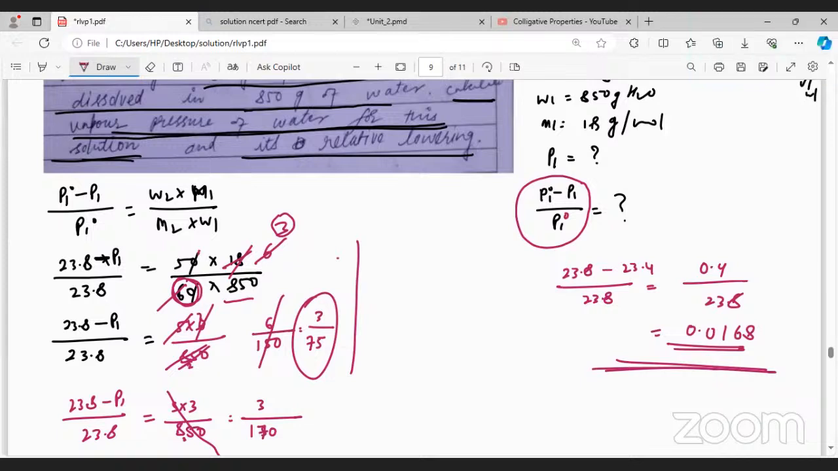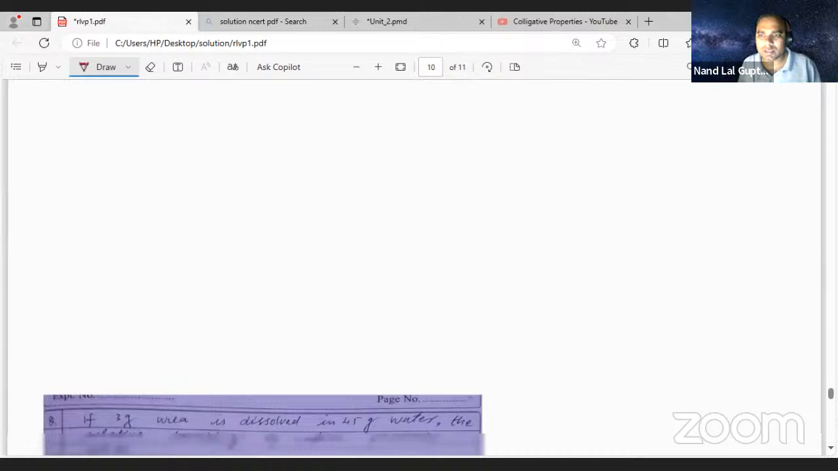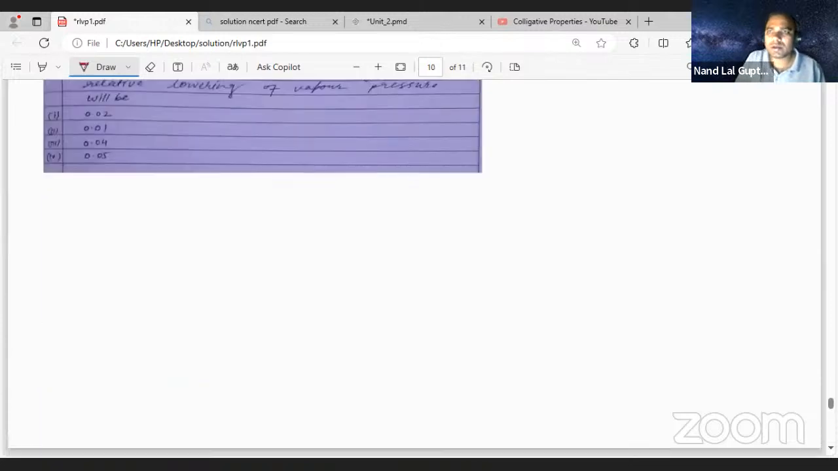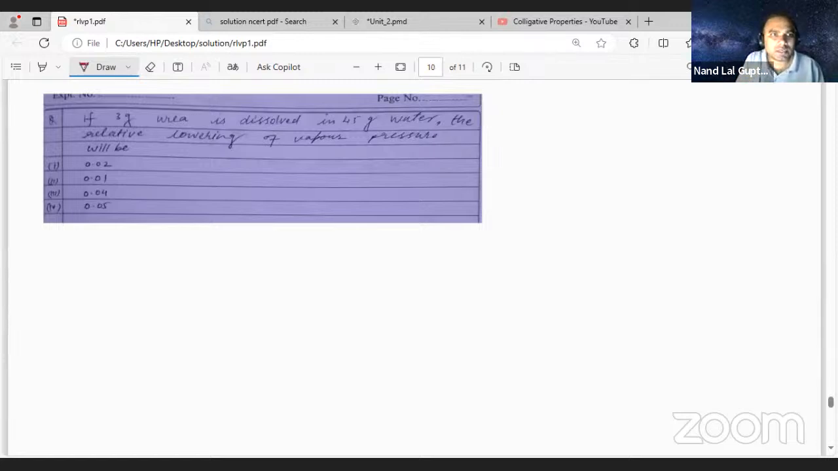Yes, if we solve some more problems, it will be clear. Now let us move to the next question. One more question I'm giving you. Okay, now see this question. They are saying, if 3 gram urea was dissolved in 45 gram water, the relative lowering of vapor pressure will be how much? Can you calculate this?